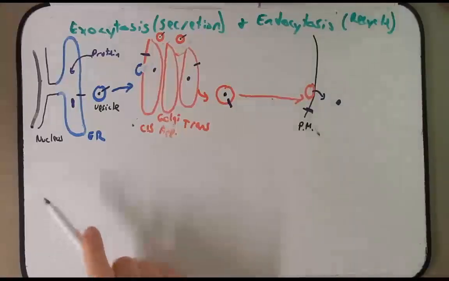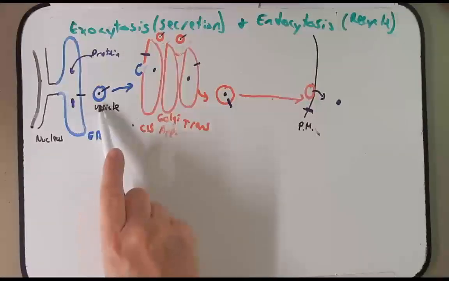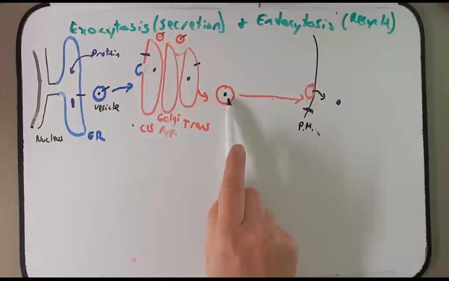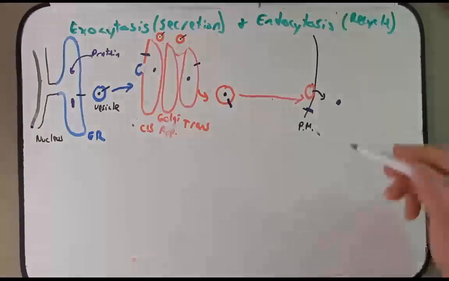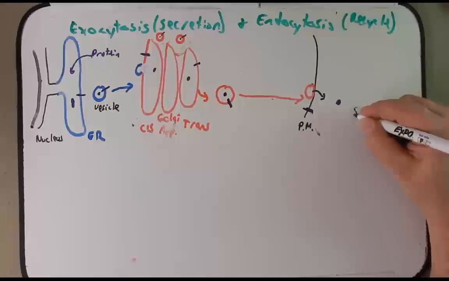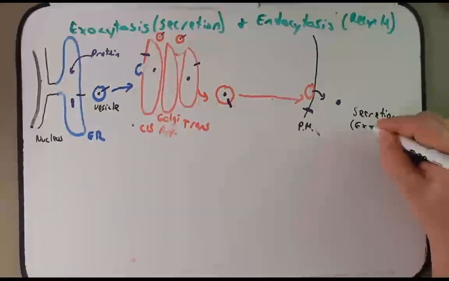So this whole process, from the protein entering the ER to the vesicle to the Golgi to leaving the Golgi to entering the plasma membrane, we call this secretion, or we call it exocytosis.